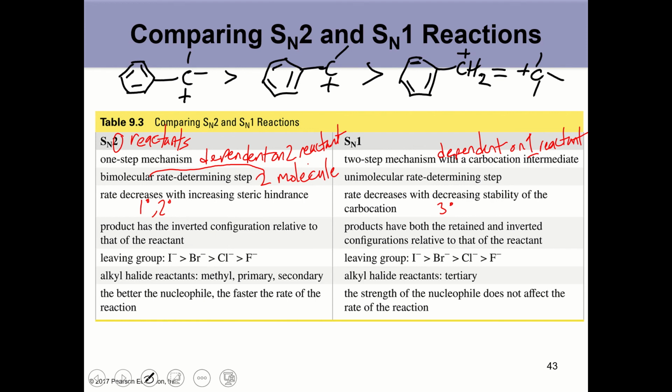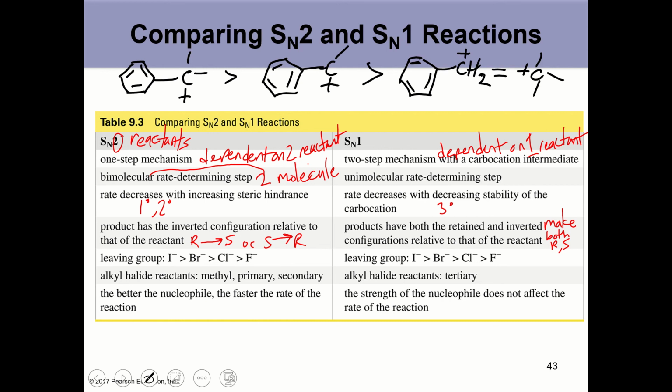In SN2, the product has an inverted configuration relative to the reactant, so that R goes to S or S goes to R as a result of the reaction. But for SN1, the products have both retained and inverted configurations. So we make both the R and the S configuration.